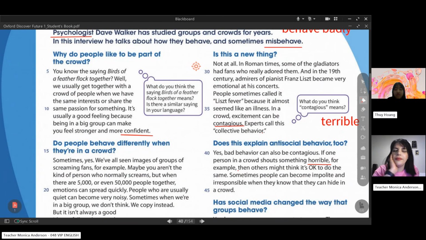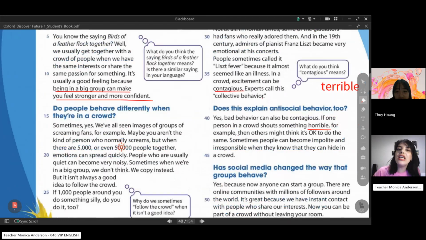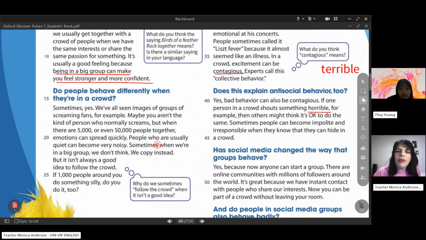More confident. Of course, very good. So being in a big group can make you feel stronger and more confident. Very good. So this is a good point. How about bad? What is the bad point about it?